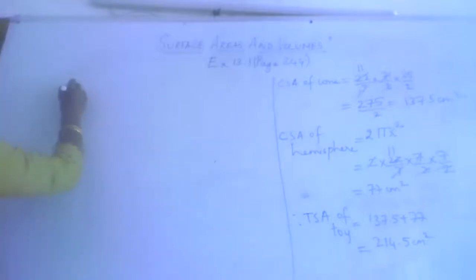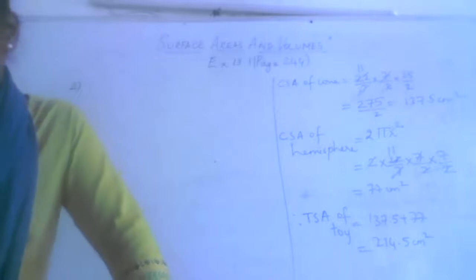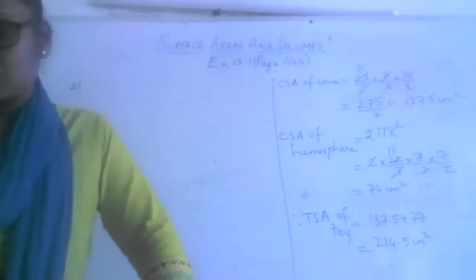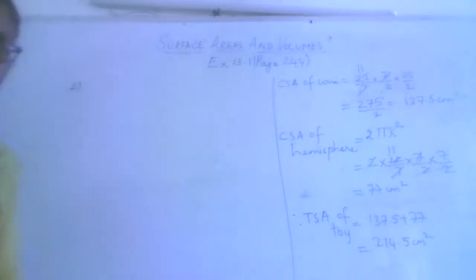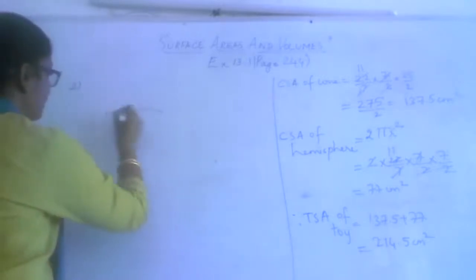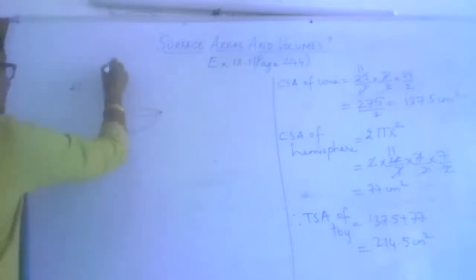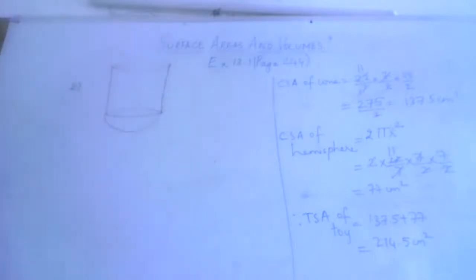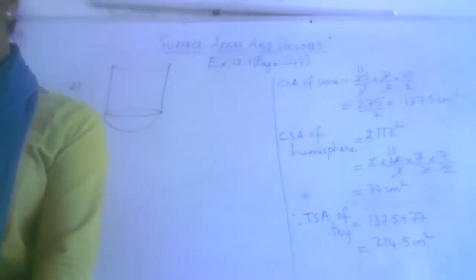Okay, this was the second one. Let me go through the problem. A vessel is in the form of a hollow hemisphere mounted by a hollow cylinder. So, again, you will have a hemisphere at the bottom with a cylinder sitting over it. Previously, you had a cone sitting over a hemisphere. Now, you have a cylinder sitting over a hemisphere. Let us see what are the dimensions given.